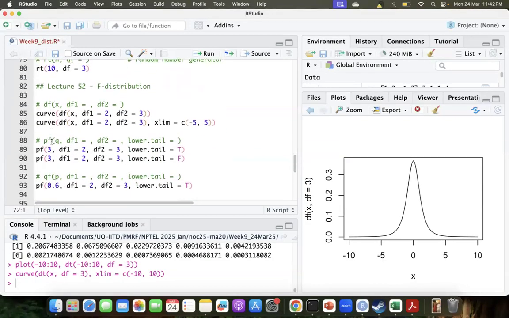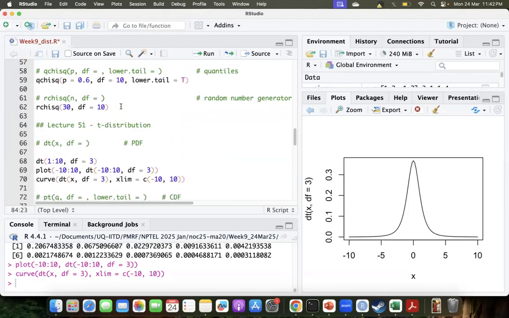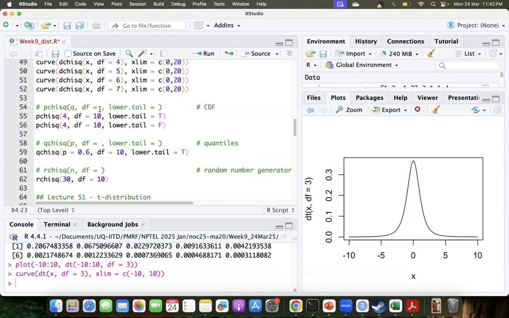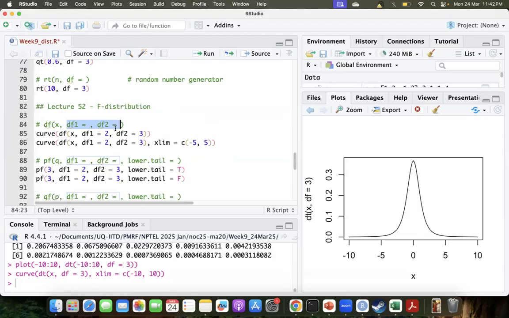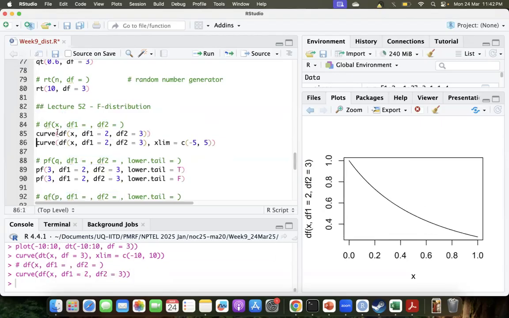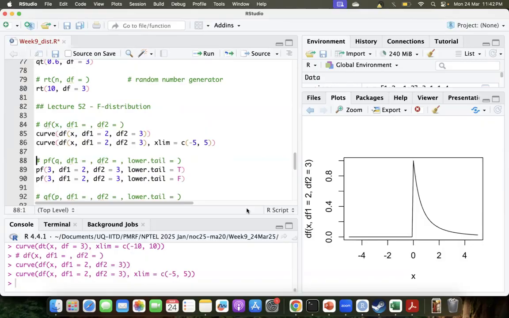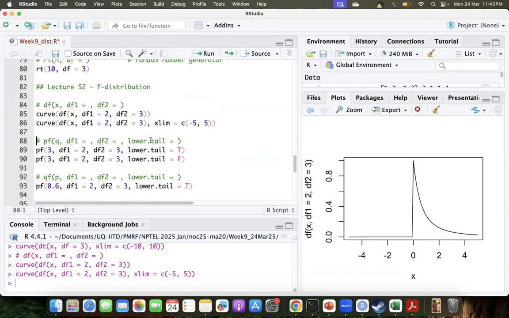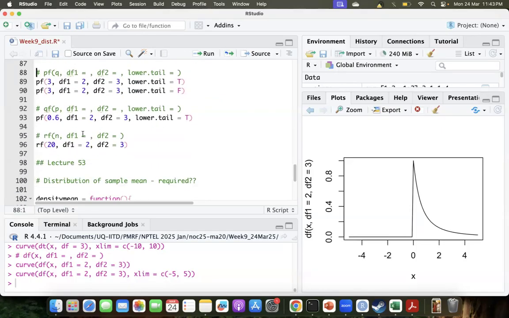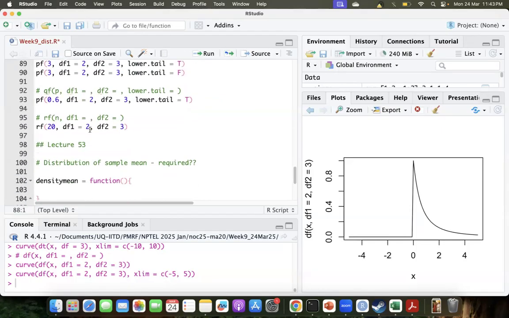And then we have the F distribution. Now for F distribution, the only thing is you have to give 2 degrees of freedom. So for the other two, we called it DF. Now for this one, it's going to be DF1 and DF2. Again, exactly the same thing. So the curve actually starts from 0, right? So everything before 0 is going to be 0. So it starts from here. Again, CDF, quantile, random number generator. That's that. So it's behaving exactly in the same way.